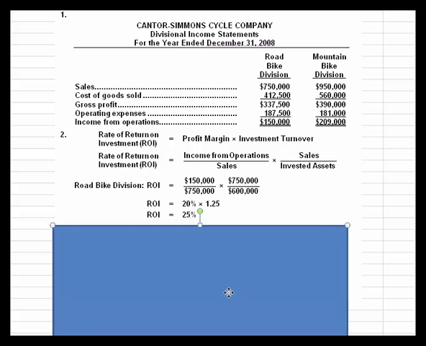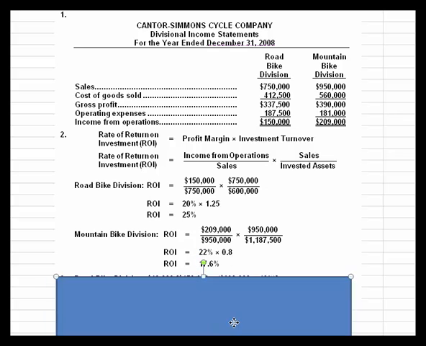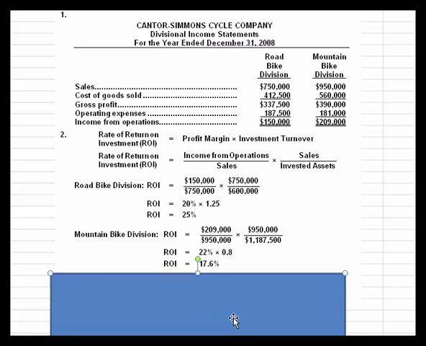Now we'll go through that same logic for the mountain bike division. And that takes care of part 2, right? We're doing the exact same items. We take the 209 divided by sales, then take the invested assets, which were 1,187,500, put sales on top to come up with investment turnover, then multiply the profit margin times the investment turnover, and we wind up with the 22% times 0.8, or return on investment of 17.6%.